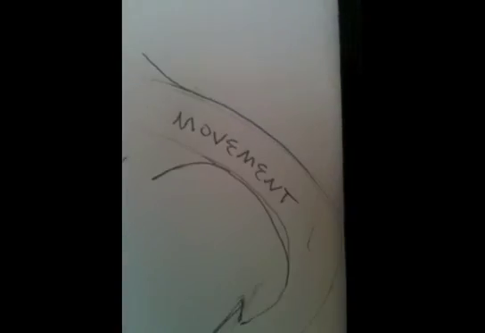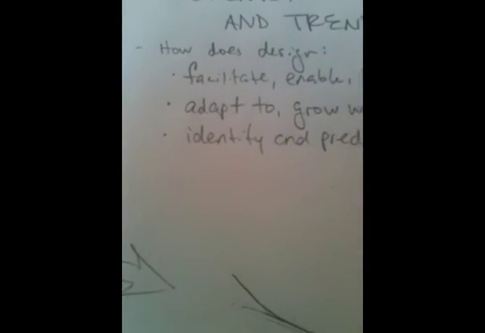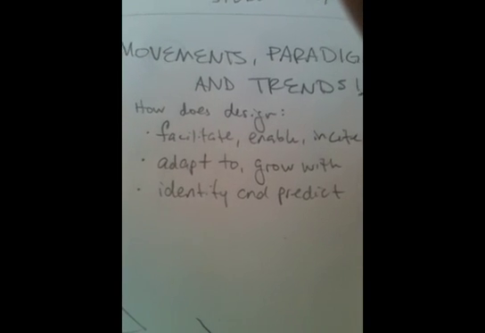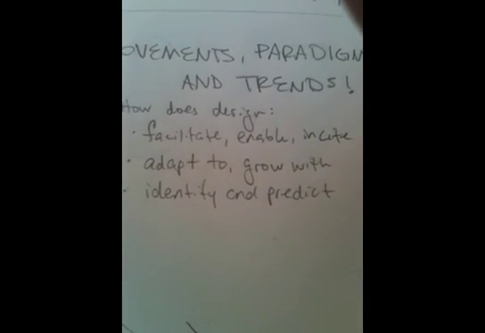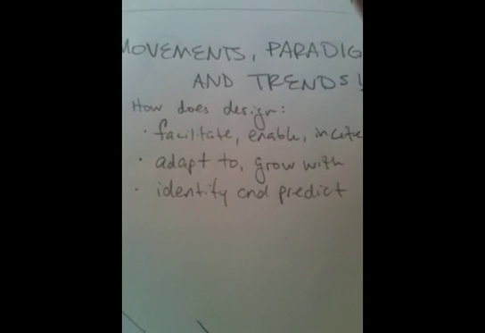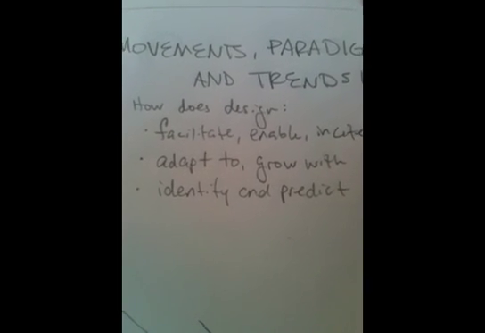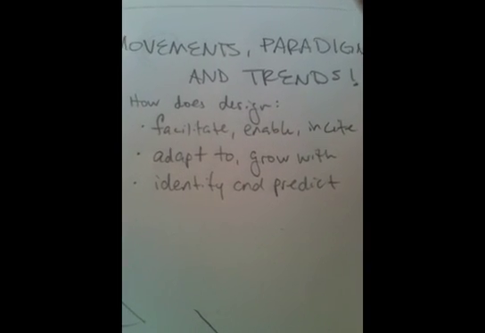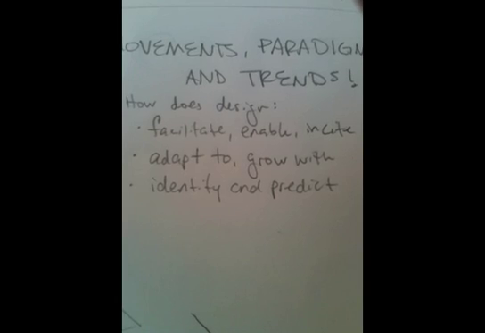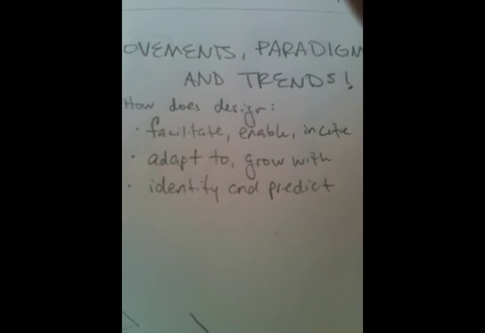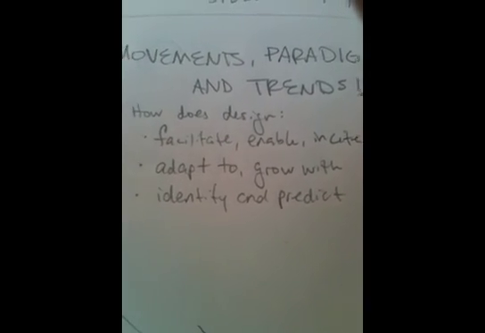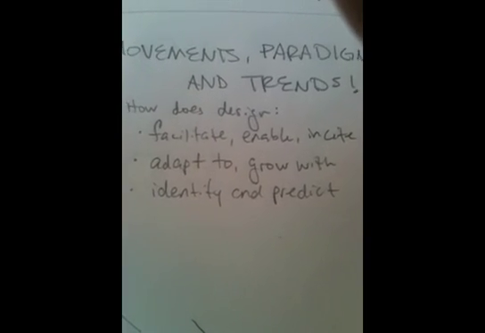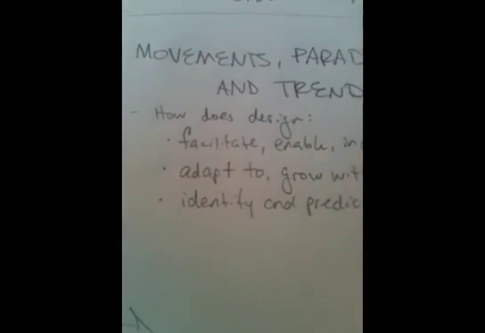And so what that does is it kind of outlines a couple of different things. We're trying to decide where design can come into this, and we as a group decided that you can't design a paradigm shift, or you can't design a trend, but you can design things that will facilitate, enable, or incite movements, and they need to be able to adapt and grow with paradigm shifts, and hopefully understanding trends will give us the ability to identify and predict what can happen in the future.